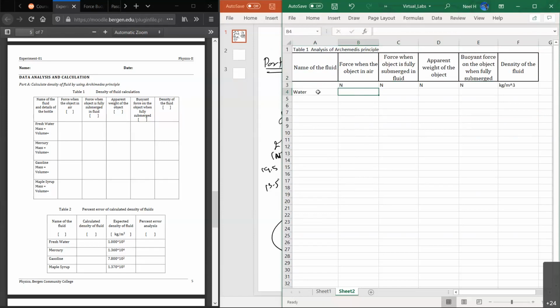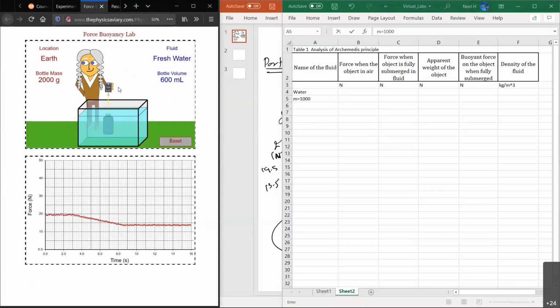We may have to change that, depending on the situation. Please make sure for each case to include the mass of the object and the volume, because we need those for certain calculations. The mass of the object right now is 1,000, so I'm going to write m equals 1,000 grams. Please follow the units. It is 2000 grams and 600 milliliters. Let's write that here.